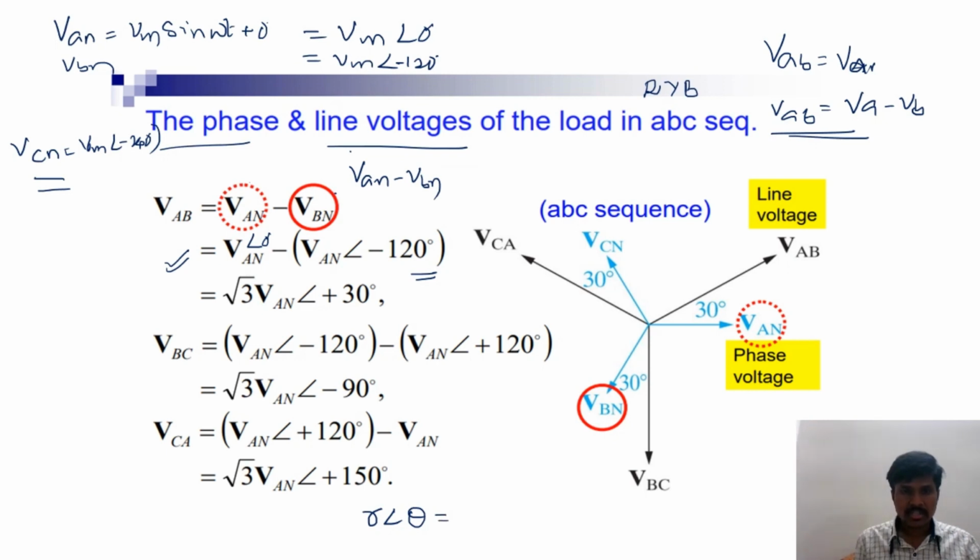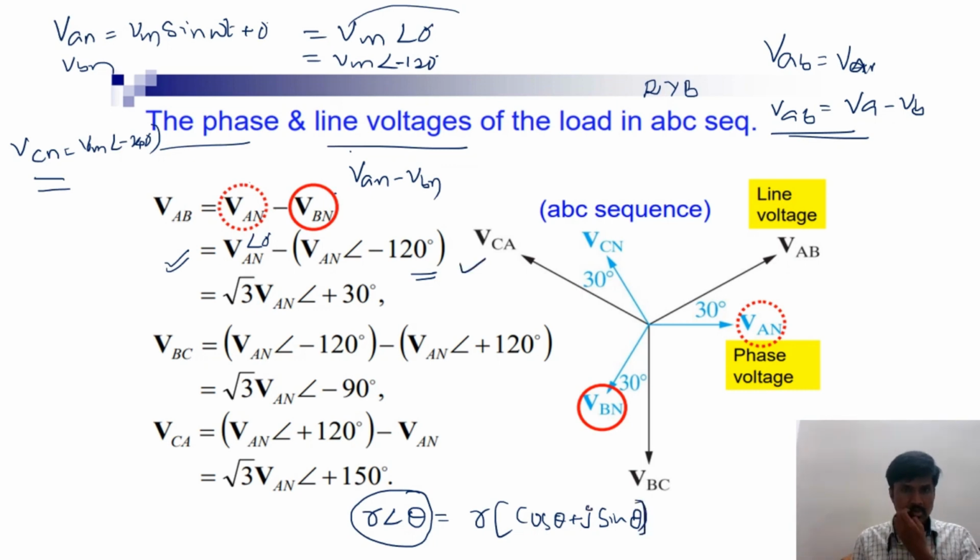This is the polar representation. That is r at an angle theta. This you can write as r into cos theta plus j sin theta. So write this expression to expand this statement to get this one.